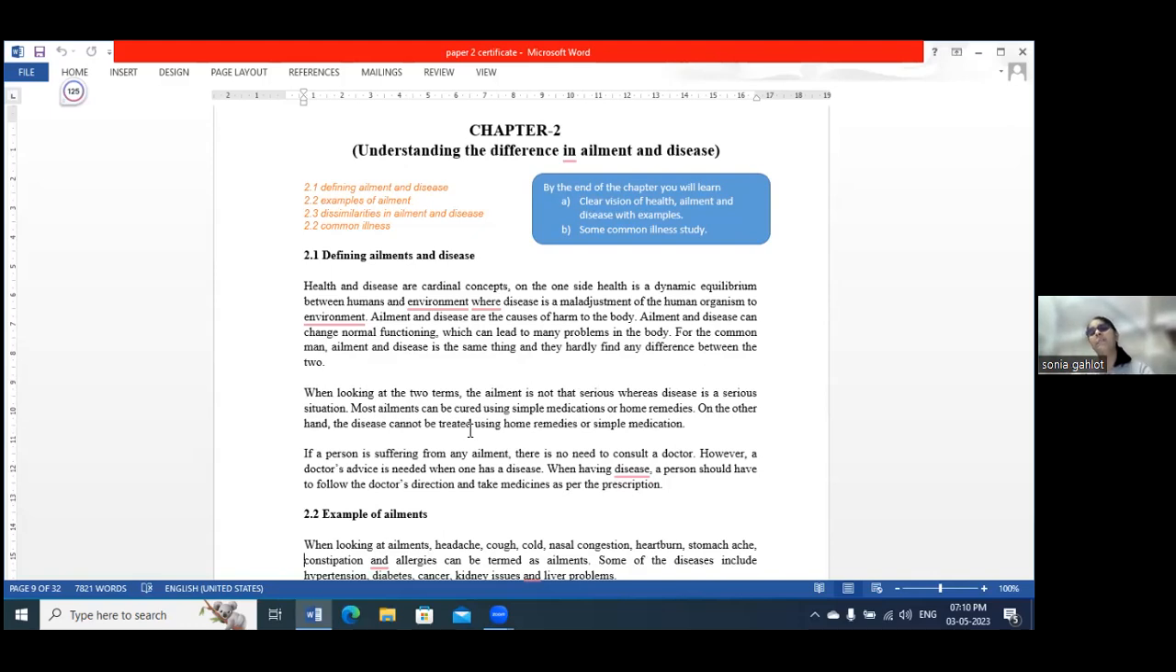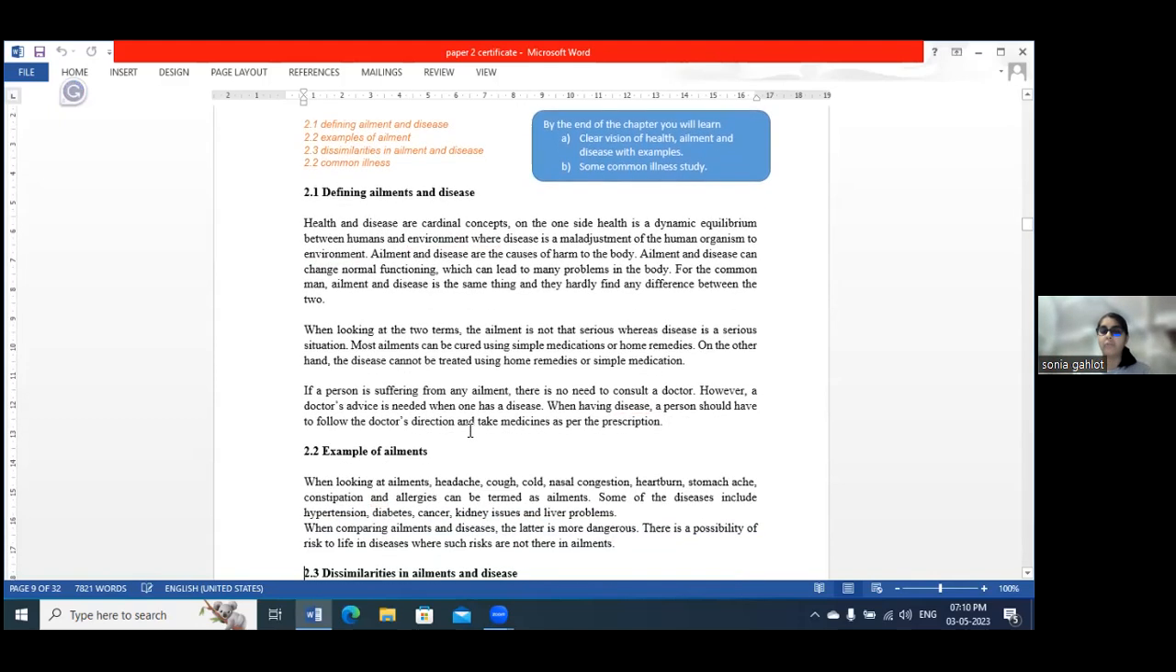Whereas on the other hand, disease cannot be treated by simple means or within the home. The risk of life is more towards disease. For example, cancer, diabetes, hypertension, kidney issue, liver issue, heart issue. So these are examples of disease. All right. Hence, from here, what we found is that diseases are more dangerous if I compare them with ailments.